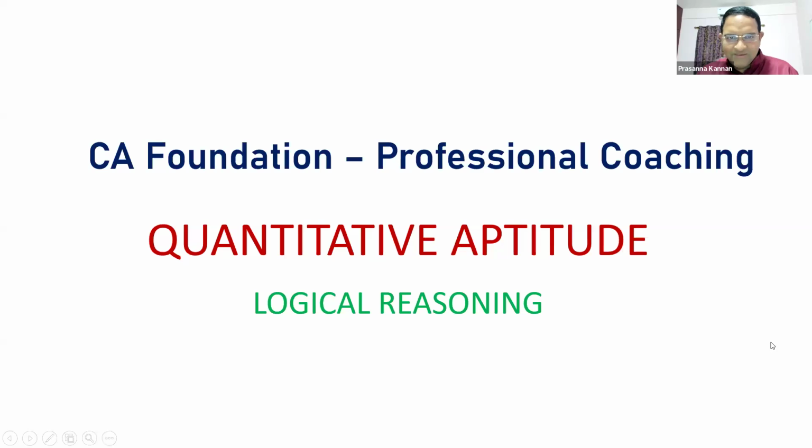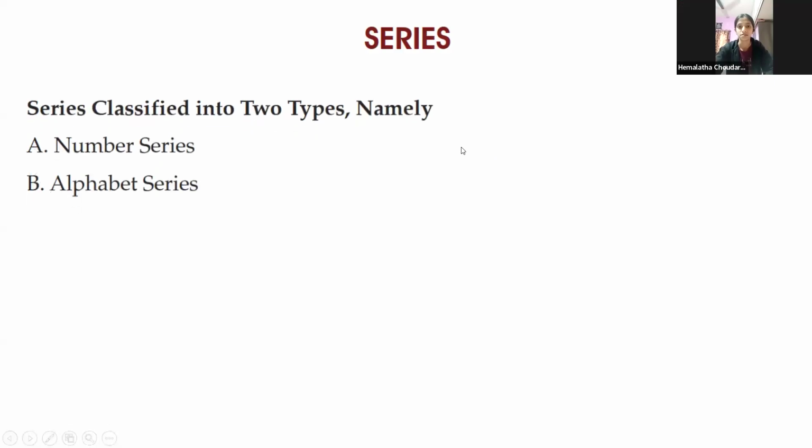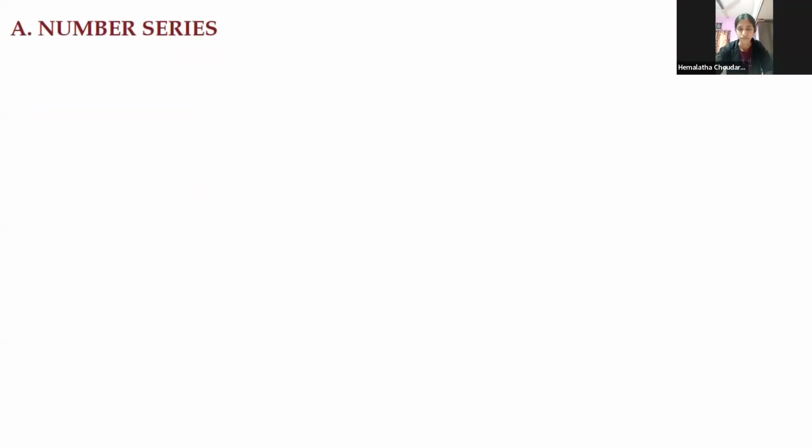Okay, so we will revisit what we did last class. At the same time, we'll also do a few more questions. So different types, right? Two different types we have. One is number series and the other one is alphabet series. So what do we see in number series?